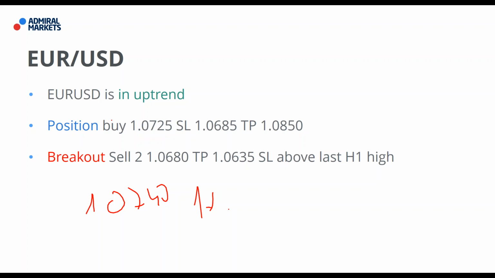If it drops here within the zone, 0.725, 0.720, I might add, okay, 1 more percent, but I will keep my stop loss the same, okay? I will not move it. Let's see what will happen, but we have slight possibility now.